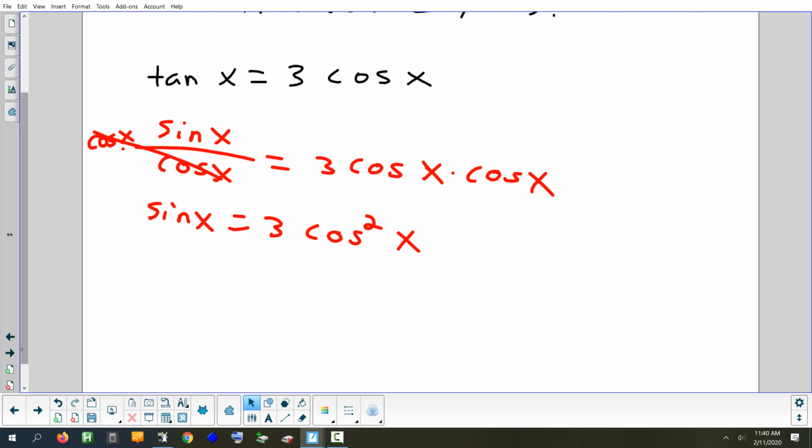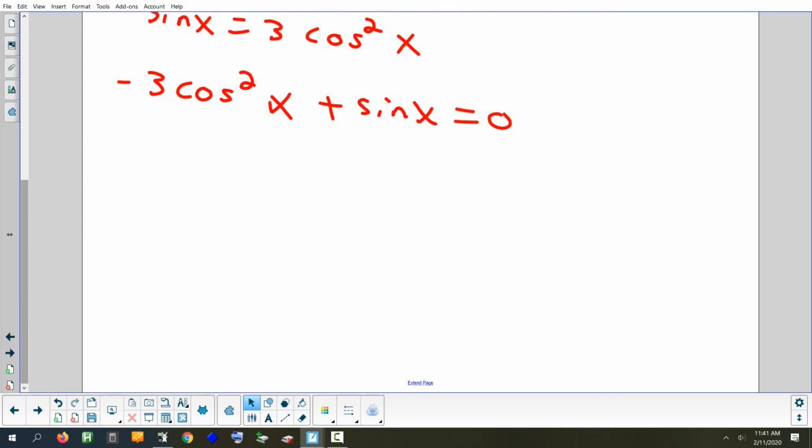Okay, that's almost a quadratic equation. What side should I put the cosine squared on? If I want it positive, I should put it on the left. If I ultimately want it positive, put it on the left. So that's going to give you negative 3 cosine squared plus sine equals what? 0. Now, which trig function do you always substitute for in this kind of situation? The squared one.